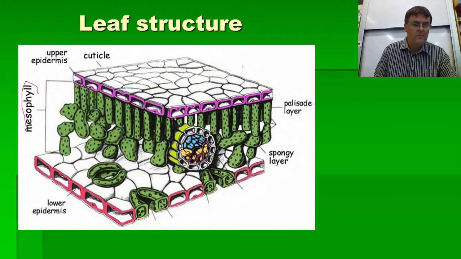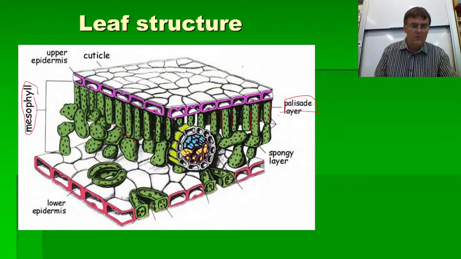Inside we've got this whole collective thing called mesophyll cells. And it comes in a couple of types. We've got what's called the palisade layer, which are these tall, thin cells just beneath the top layer of the leaf. That's where most of this photosynthesis happens.